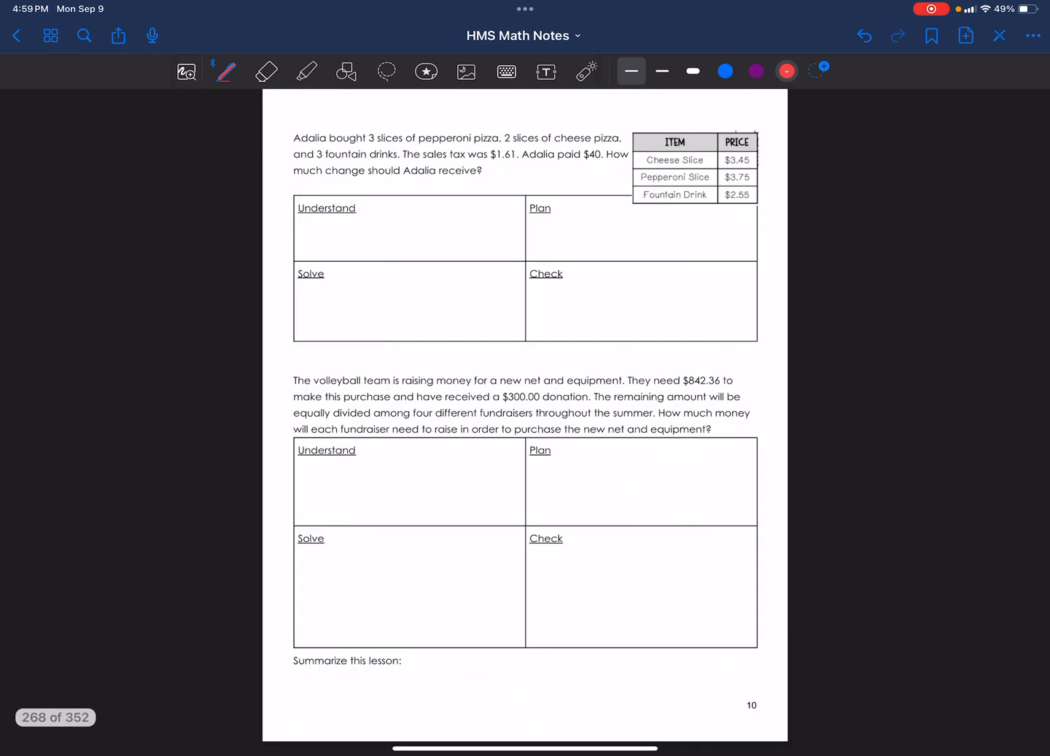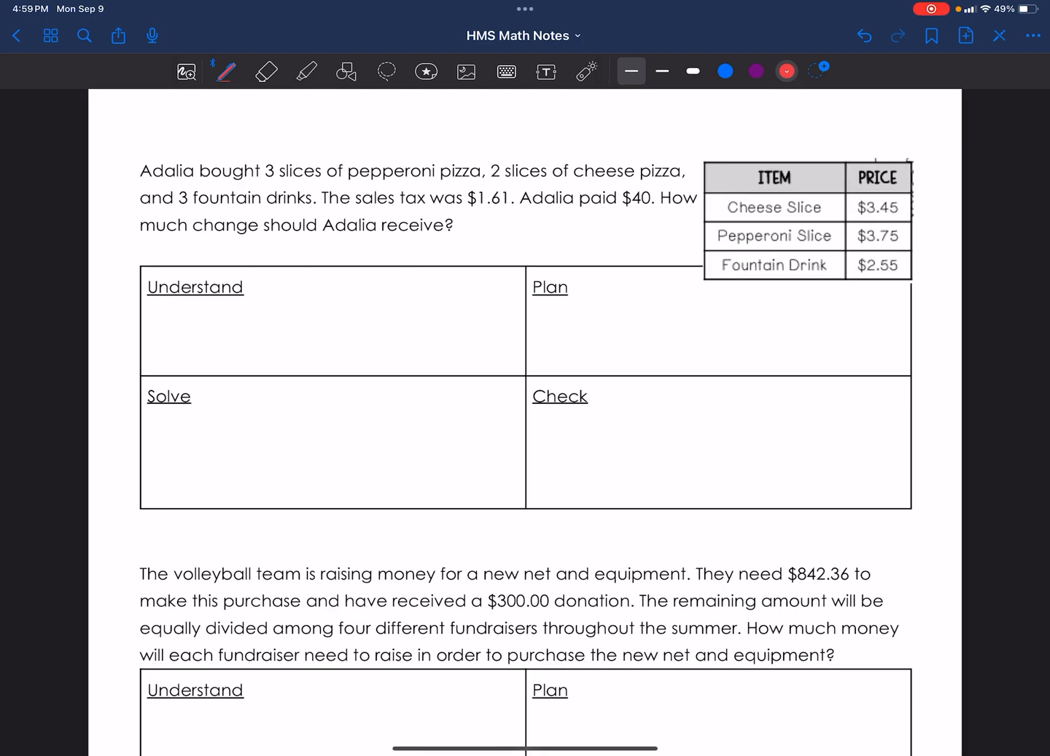Cool. Let's do 2 more examples and then we'll call it good. Because real world context, y'all. So Adalia bought 3 slices of pepperoni pizza, 2 slices of cheese pizza, and 3 fountain drinks. Wow, I really hope this isn't all for her. You know what? Shoot, even if it is, you go, girl. The sales tax was $1.61. Adalia paid with the $40 bill. Well, 2 20s, I'm assuming. How much change should Adalia receive?